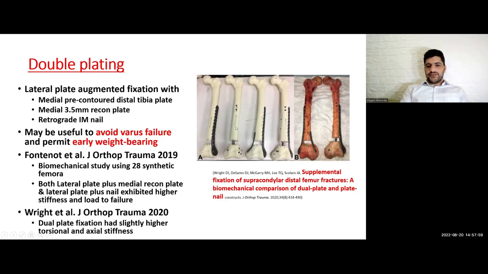The best for restoring the mechanical axis and anatomical axis is the nail. The plate is not advantageous for restoring the mechanical or anatomical axis. The nail is better, but when you are unable to use an intramedullary nail, they recommend using a double plate.